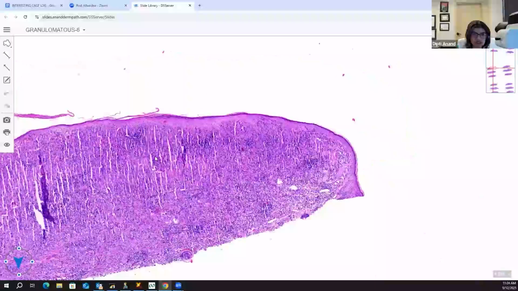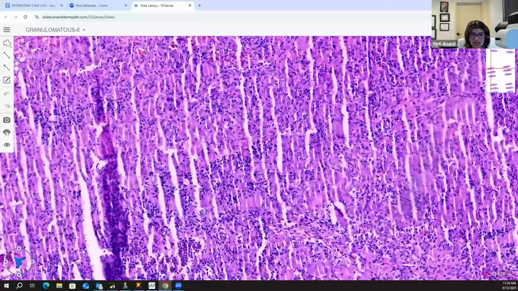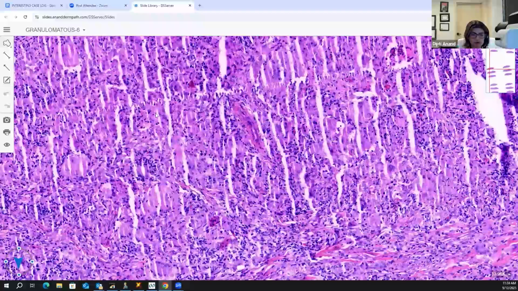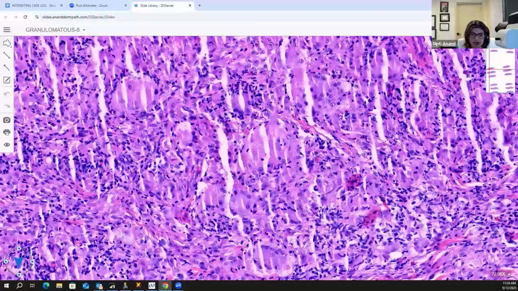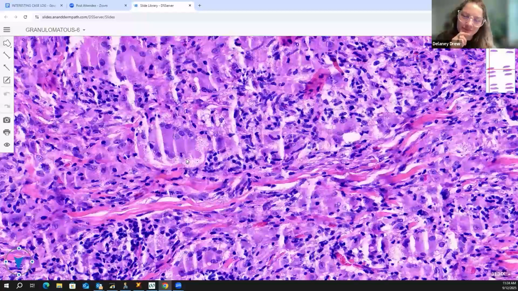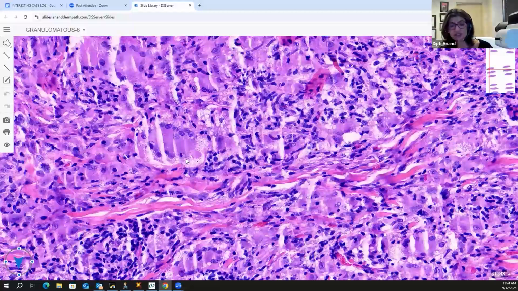That's why most often the Touton cells are random, scattered around. And see now here it starts acquiring this. Here is another nice one. You see that? So in Rosai-Dorfman, A, you don't get multinucleated cells. B, the zonation that we talked about is pretty distinct. So this is a xanthogranuloma.